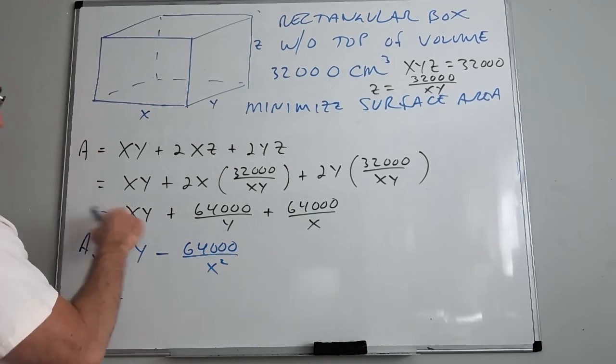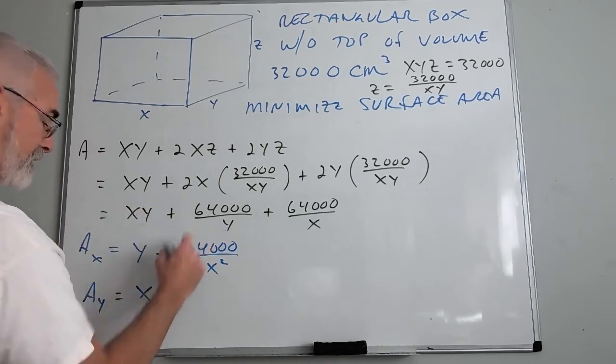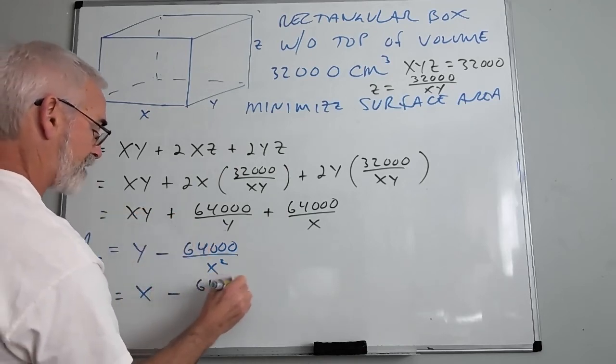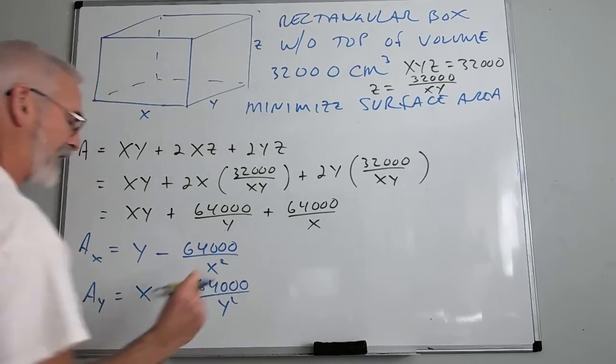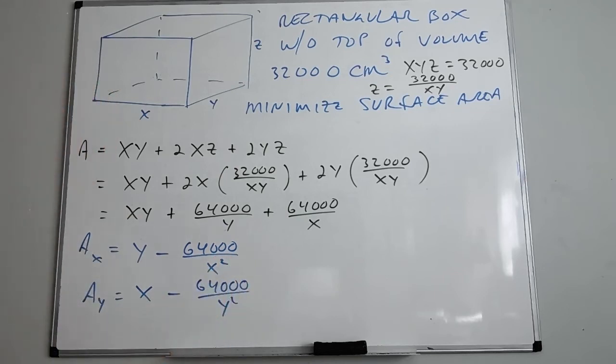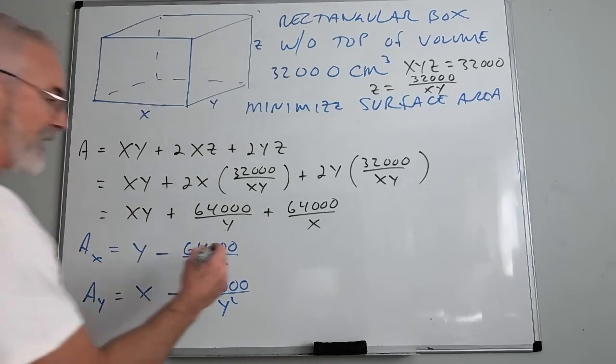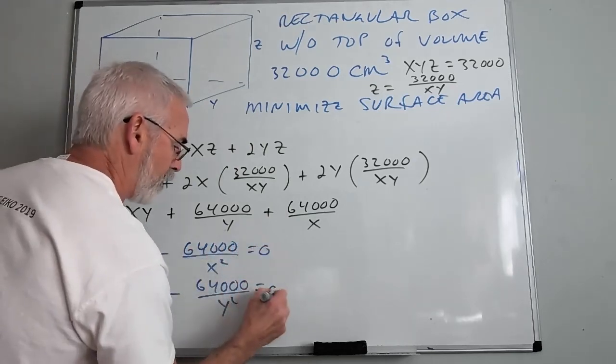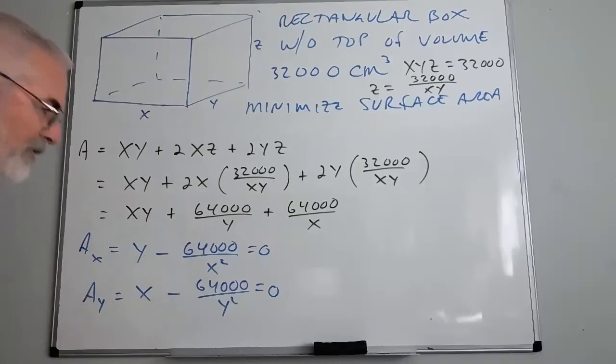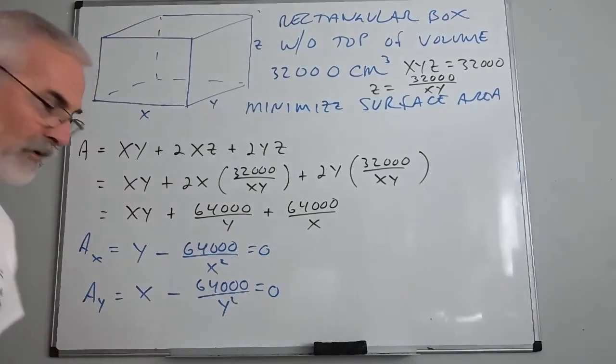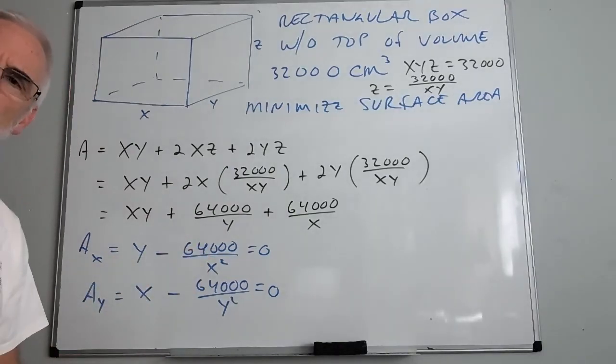AY, that will be X minus 64,000 over Y squared. Oh, I kind of like the way this is looking. Okay, now I'm making both of these equal to 0. Yes, I could set them equal to each other, but that really wouldn't be useful. Using substitution would be way more useful.